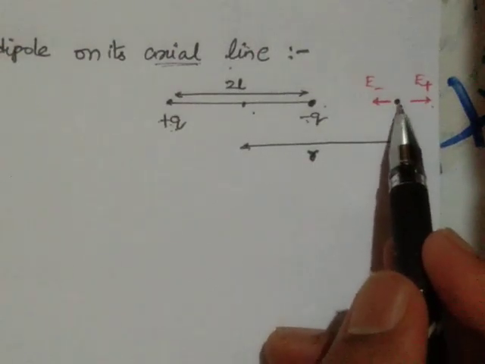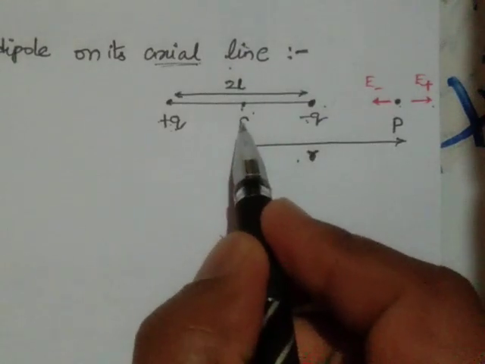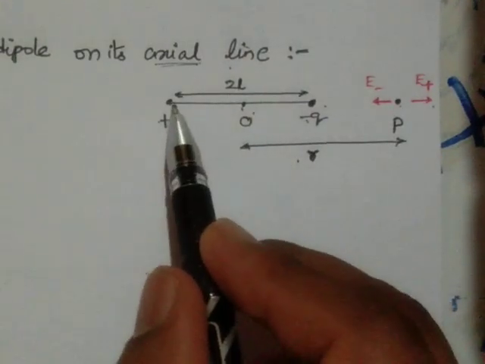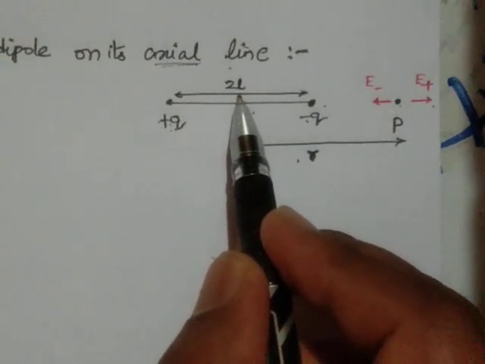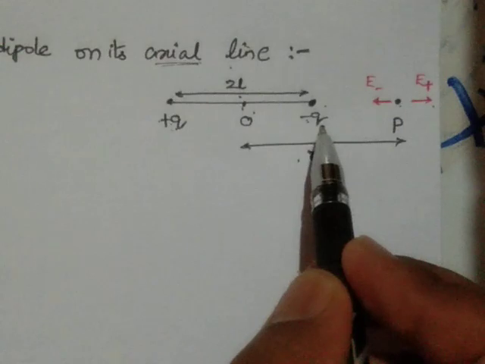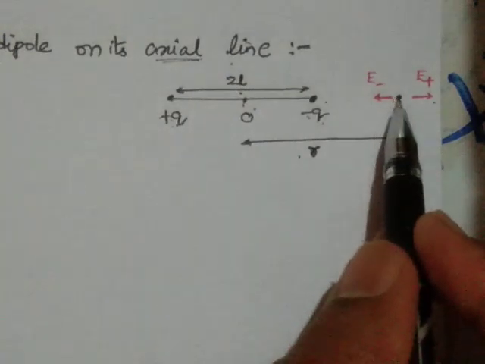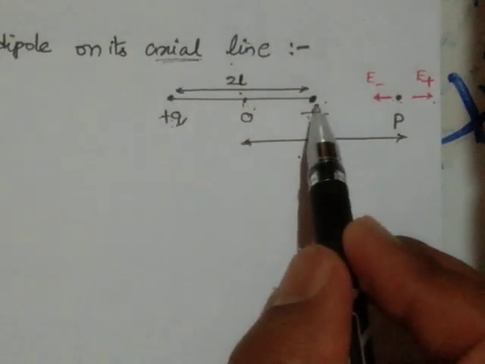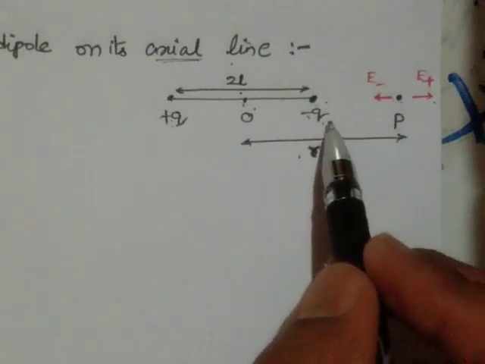Assume that the point P is at a distance of small r from the center of the dipole. Here this is the center. As we discussed in the classroom, the length of the dipole is considered as 2L. This is the simplest case we are assuming, and for this we apply the superposition principle. First we calculate the field intensity due to the negative charge, which is at a distance of r minus L from the point P. Since the total distance from the center to P is r and the center to the negative charge is L, the distance between the negative charge and point P is r minus L.